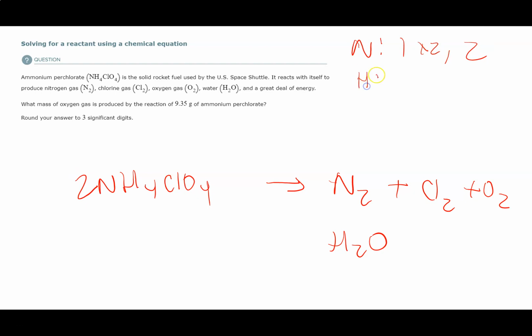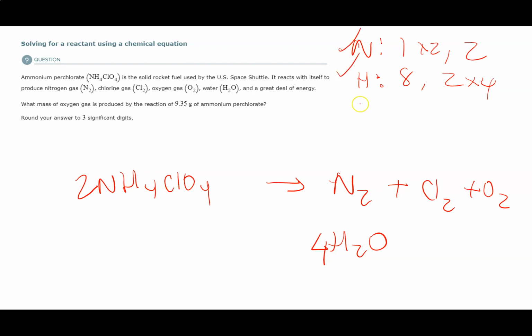Now let's move on and check the hydrogens. On the left now I've got 2 times 4, that's 8. And then on the right I've only got 2. So I'm going to want 4 of those. There we go. So that's going to be helpful. And now I've done the hydrogens, it's looking good. So nitrogen and hydrogen's gone.